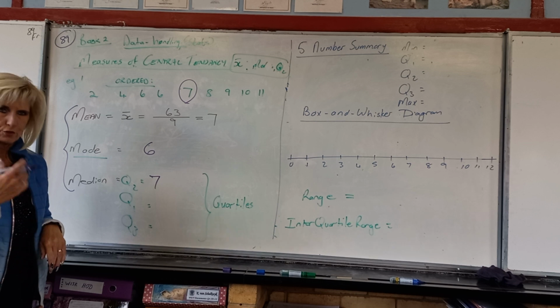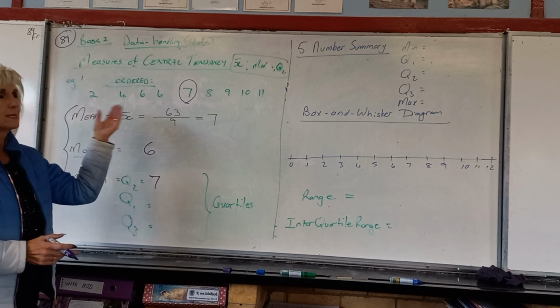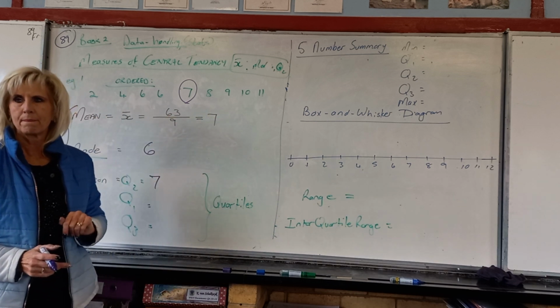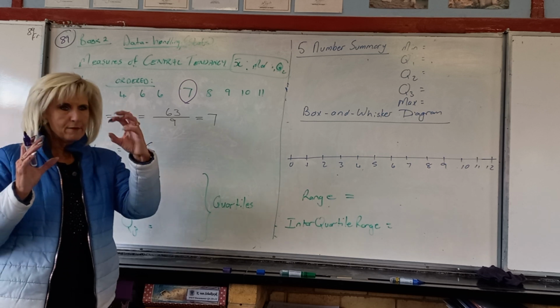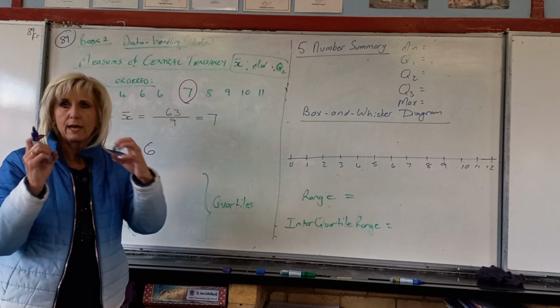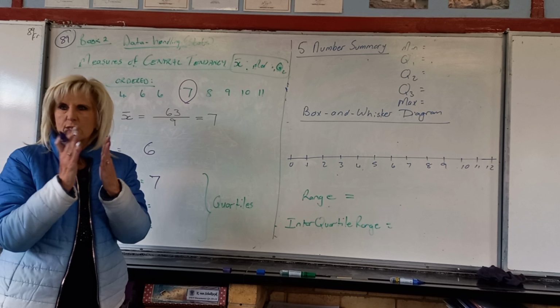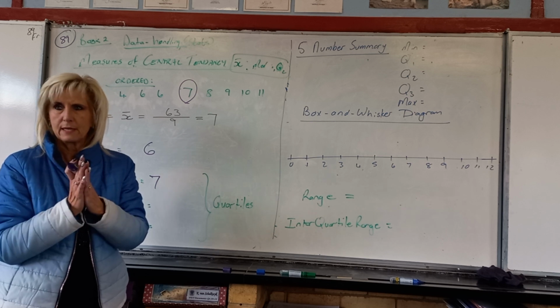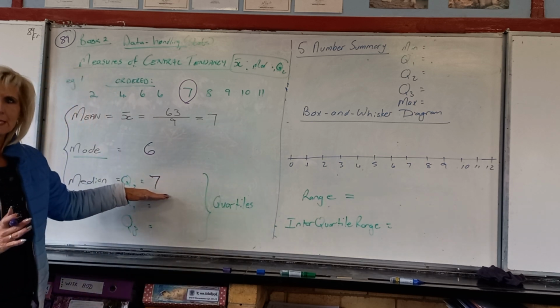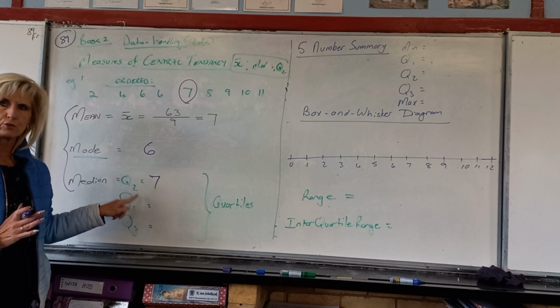Now what happened, and you know this from last year, what happened if it wasn't 9 but there were 10? You add those two together. Take number 5 and number 6, whatever they were, add them together and divide it by 2. So it's the middle of the middle, basically. So there's my median, which we call quartile 2.